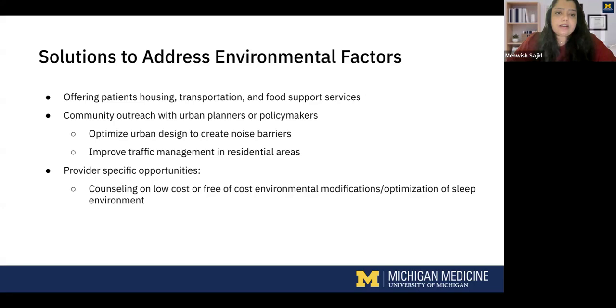And then in terms of resources available here, we do have guest assistance and social work programs that can offer patients housing, transportation, and food support services. And I'll talk a little bit more about that towards the second half of my presentation. But I'm not personally aware of any community outreach with urban planners that the neurology department or sleep department is currently working with. That could be potentially something as a way to overall improve our patients' sleep environments too.